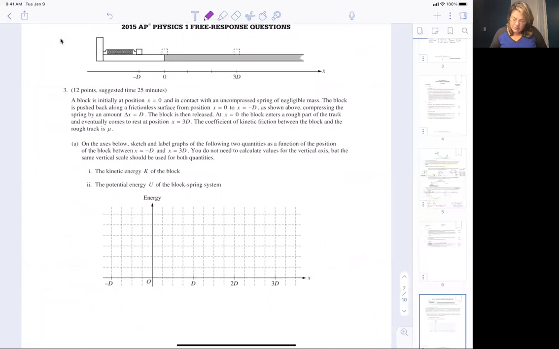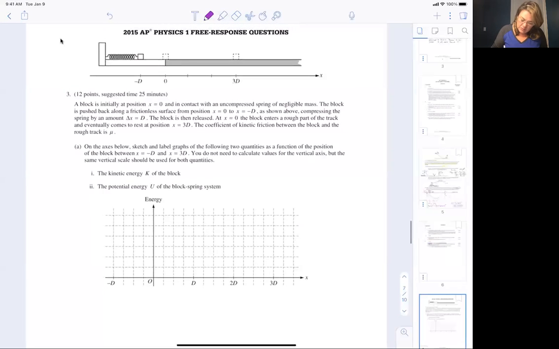At x equals 0, the block enters a rough part of the track and eventually comes to rest at x equals 3d. The coefficient of kinetic friction between the block and the track is mu.